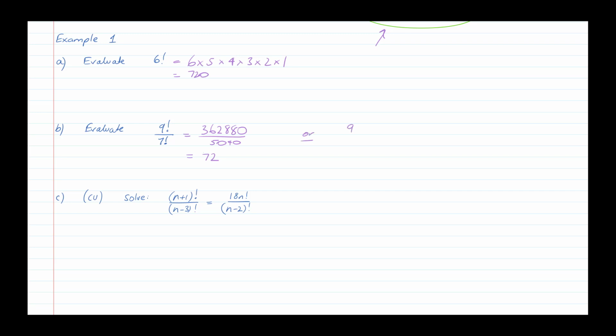9 factorial is 9 times 8 times 7 times 6 times ... all the way down to 1. 7 factorial is 7 times 6 times ... all the way down to 1, and of course they cancel out, and 9 times 8 is 72. So often you'll get this really nice cancelling out component. I could write 9 times 8 times 7 factorial over 7 factorial and just cancel those out.